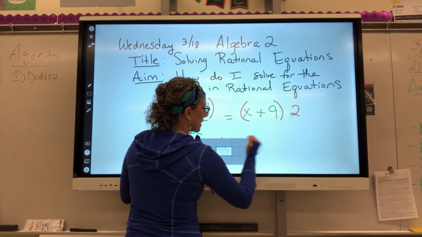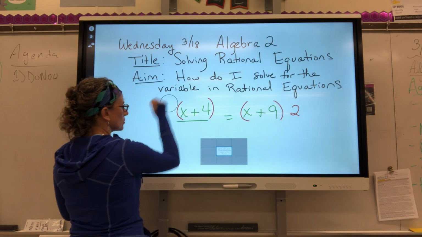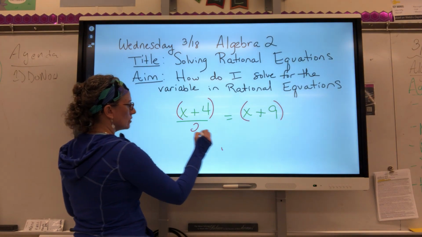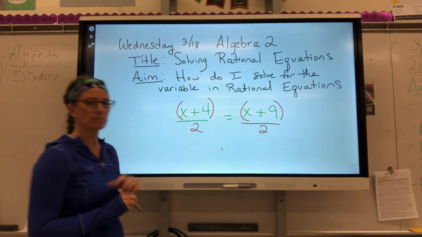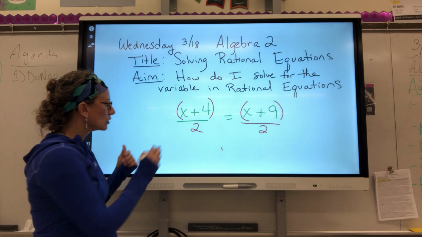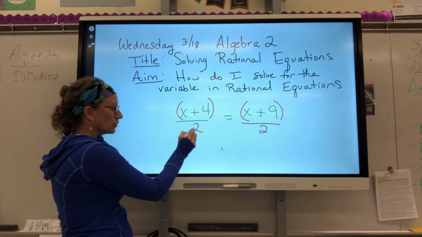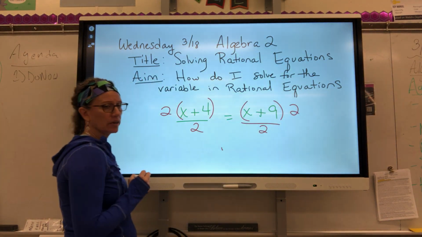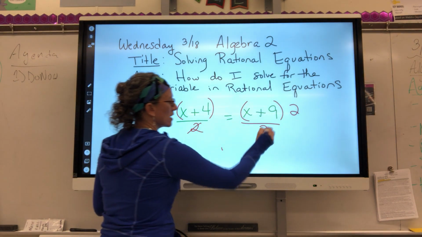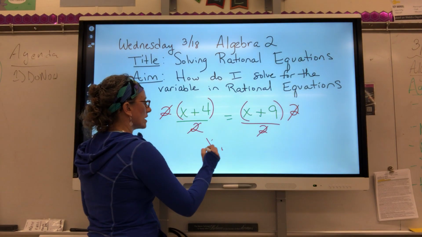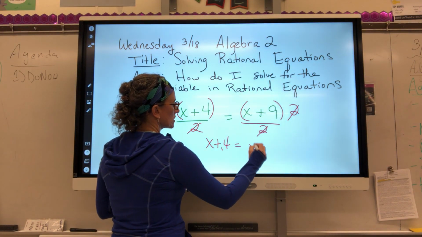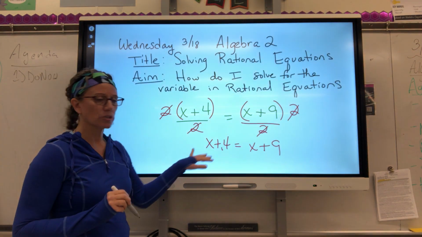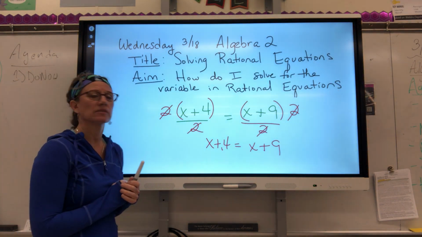Now what if you had not just the 2 on one side of the equation, but you had 2 on both sides of the equation? What would happen then? You would take your denominator of 2, multiply it on both sides of the equation, canceling the 2's on both sides, and leaving just the x plus 4 equals the x plus 9 to solve. This would have no solution because the x's would cancel on both sides.